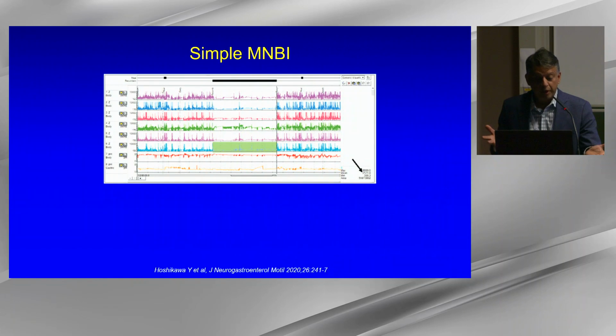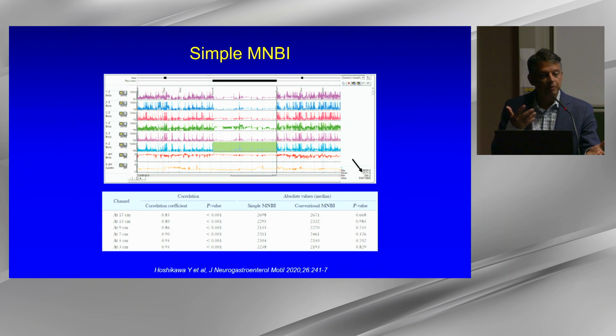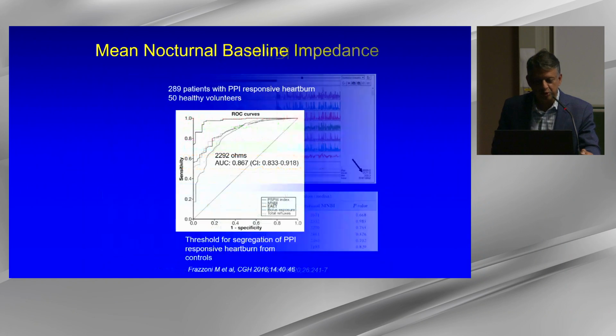Now, there is another way of doing it, and that is to take the entire supine period and averaging that. And that value actually correlates very well with the mean nocturnal baseline impedance. And this was termed simple MNBI by Daniel. So this was a study that was done by Daniel's group.